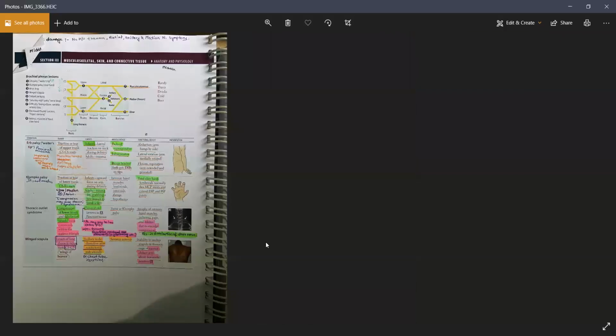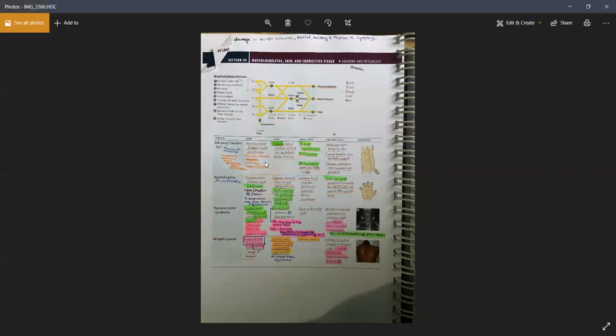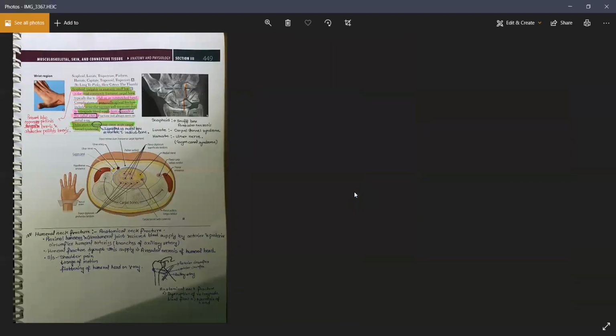We have discussed the palsies involving the brachial plexus: Erb's palsy, Klumpke's palsy, thoracic outlet syndrome, and winging of the scapula. We have discussed the cause of it, then the features you get in these palsies and what deficits would be present. We have discussed all these matters.